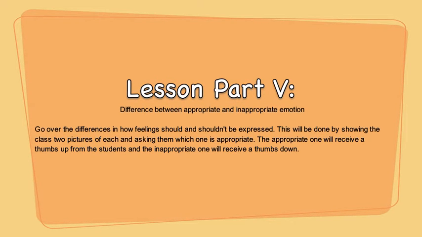Part 5 of the lesson involves teaching the students the difference between appropriate and inappropriate emotion. I will be providing examples to the students of each and asking them which one they feel is appropriate or inappropriate, and the way they would respond is by giving me either a thumbs up or a thumbs down.